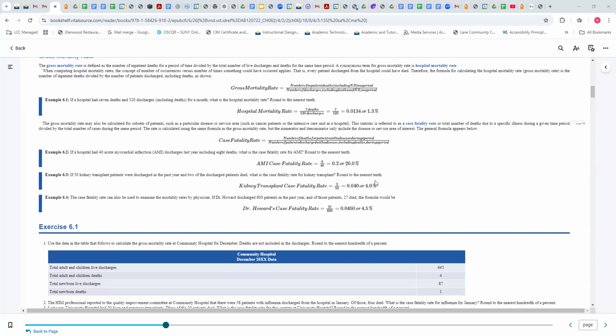And notice that the bottom number, the denominator, has to have all the different discharges from that category. So it would be all cancer deaths, all COVID deaths, all AMIs, what have you, as you see here.